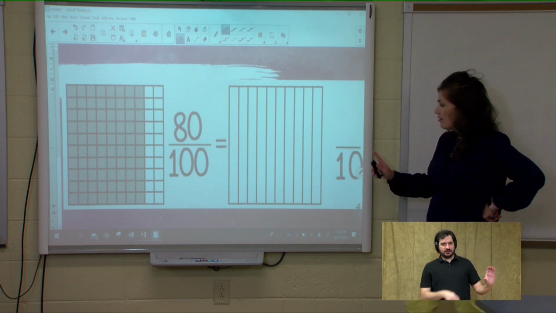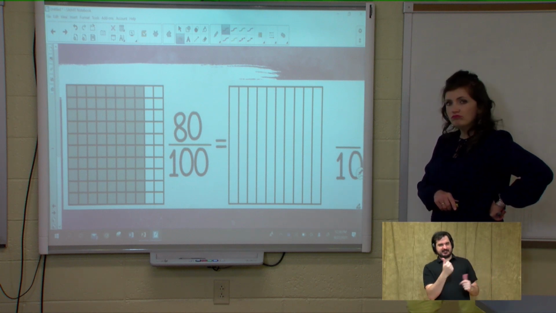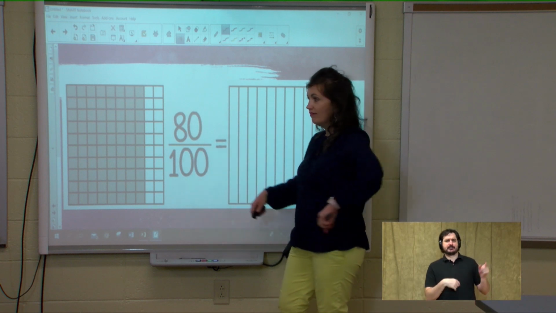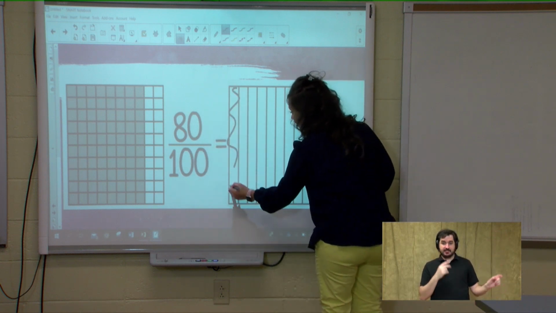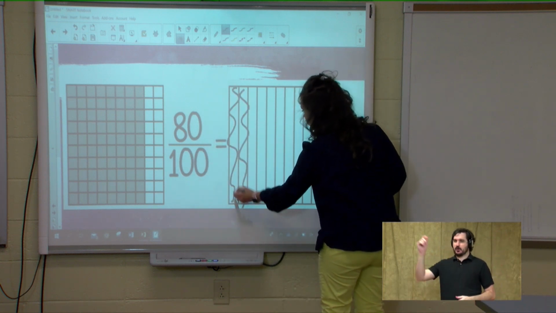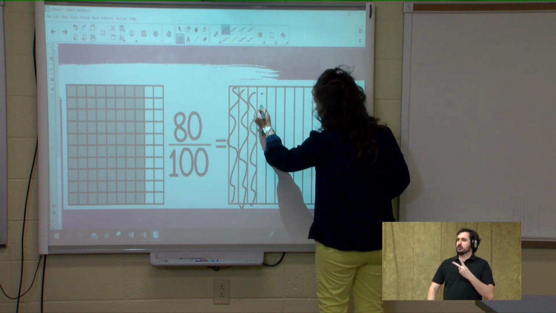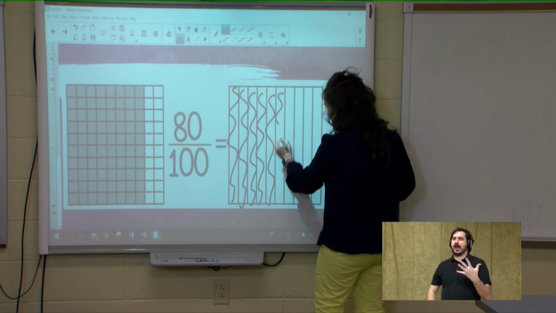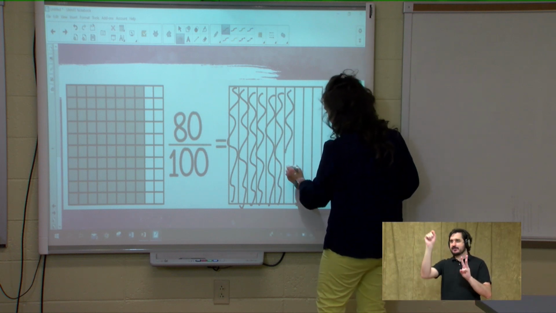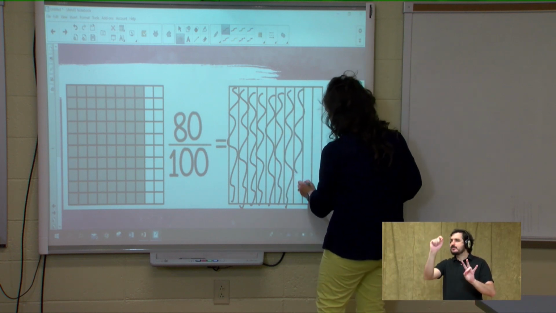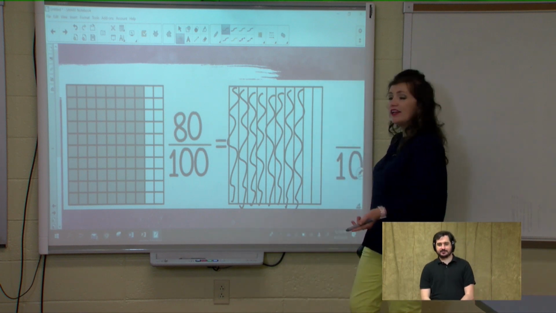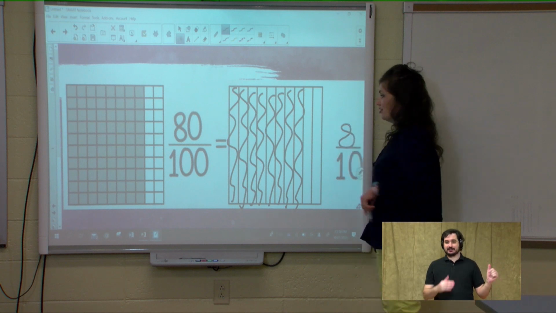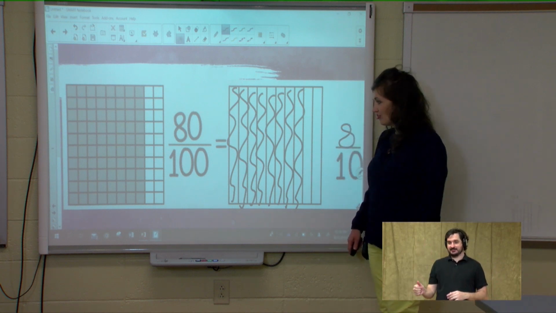Can you figure out how many tenths that would be? Well, how many columns do you see shaded? 8. Very good. So we would shade 1, 2, 3, 4, 5, 6, 7, 8. So I know that 8 tenths is equivalent to 80 hundredths.